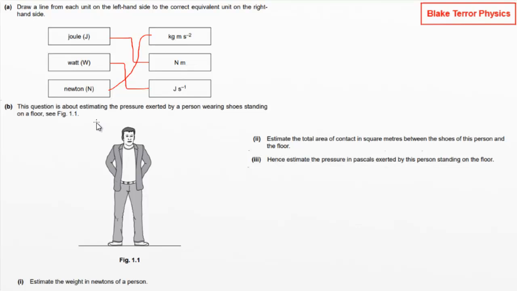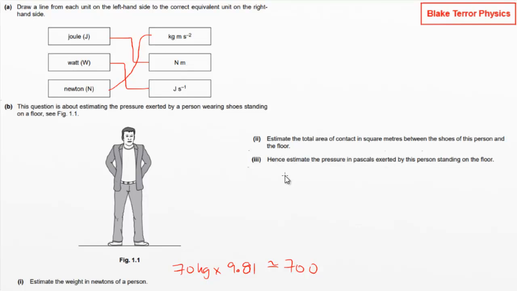This question is about estimating the pressure exerted by a person wearing shoes standing on a floor. Estimate the weight in newtons of a person. Well, let's take someone who's around about 70 kilograms, and we'll multiply that by g, 9.81. So 9.81 times 70, around about 686, so let's say 700 newtons, rounding up. Didn't really need to use the calculator, did I? If I was going to round up, just 70 times 10.